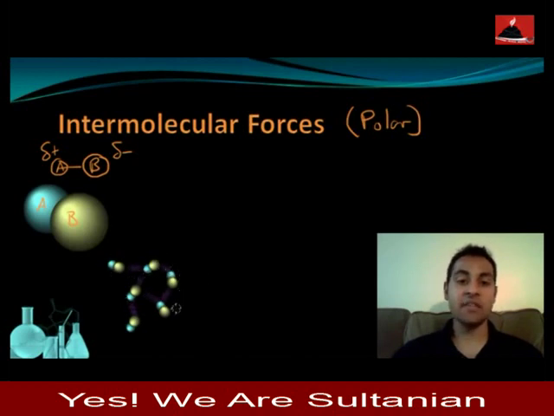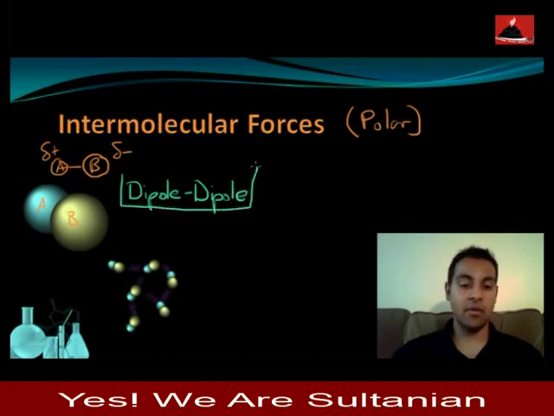These attractions are the intermolecular forces, and they occur because the positive end of one molecule is attracted to the negative end of another molecule. We call this a dipole-dipole interaction. That's the name of the intermolecular attraction, dipole-dipole. Because a dipole of one molecule is attracted to the opposite dipole in another molecule.